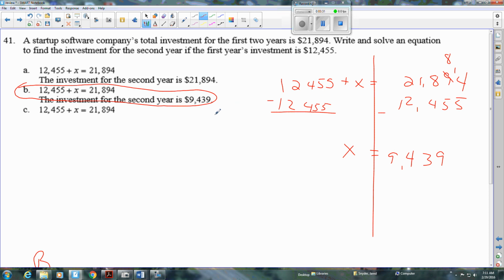A startup company's total investment in 2 years is $21,894. Write and solve an equation to find the investment for the second year if the first year's investment was $12,455. So we know that the first year, $12,455 plus a number is going to equal $21,894. Then we just go through the steps of algebra, which is whatever we do to one side, we got to do to the other, and we always do the opposite. So I subtracted 12,455 from both sides.